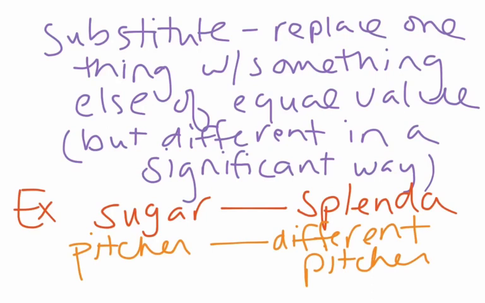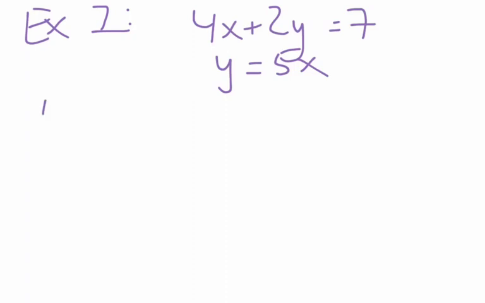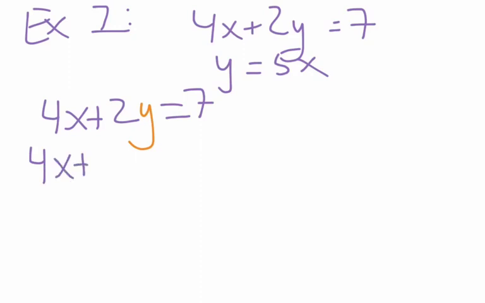And remember, that idea is you take something out and you replace it with something of equal value but different in some significant way. So here's how the substitution works. I'm going to copy this, and I'm just going to highlight the y. Because this is already set up, this is a fairly straightforward substitution. So I'm going to take the second equation and substitute it into the first equation. I'm going to take out the y. So observe here, I have taken out the y. The y is missing. And I am going to replace the y with something of equal value.